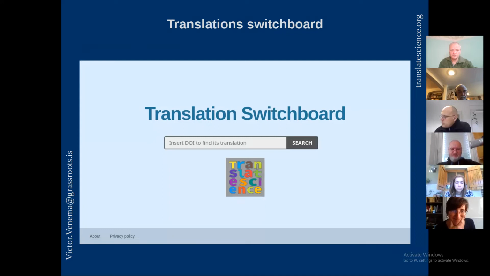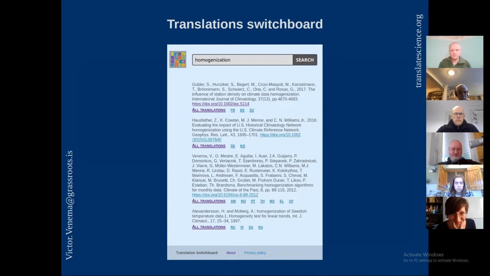We have started designing a first simple homepage, of which you see a screenshot. You can insert a DOI and then find the translations that belong to the DOI, or in the end also insert title words or topics, and then see all the original articles for which we have translations. Next slide. So that is how that would look like if you, in this case, search for homogenization, my topic. We would have, in this case, 4 original articles with several translations in several languages. Quite optimistic view, but who knows where we will get.